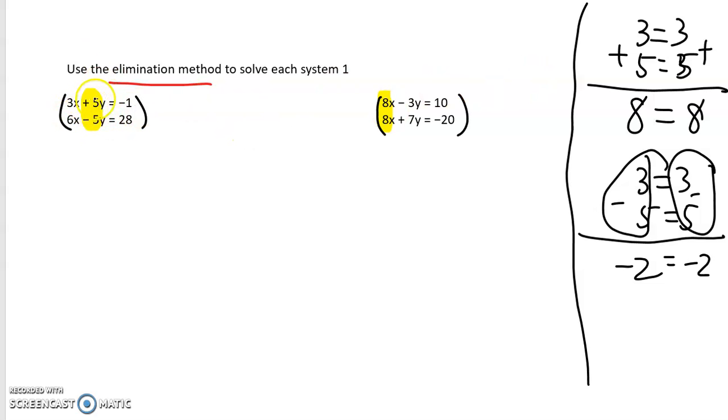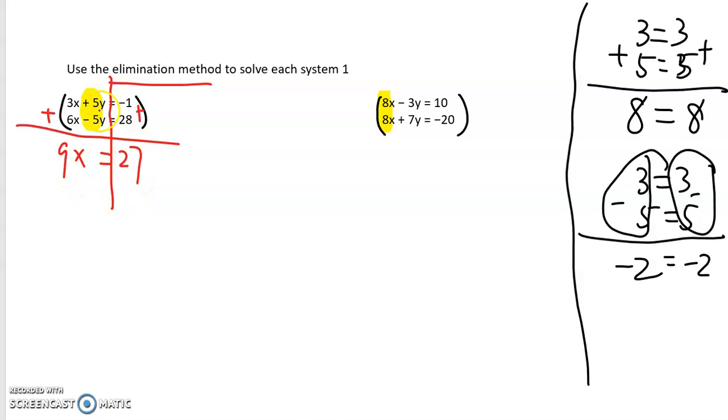For example, we know 5y and negative 5y, they are opposite of each other. If I can add the two equations, add the left-hand sides and the right-hand sides. And when we add the left-hand sides of the equation, we combine like terms. So for example, 3x plus 6x, that gives us a 9x. And 5y plus negative 5y, which is 5y minus 5y, they cancel each other. And on the right-hand side, we notice that negative 1 plus 28, that's 27.